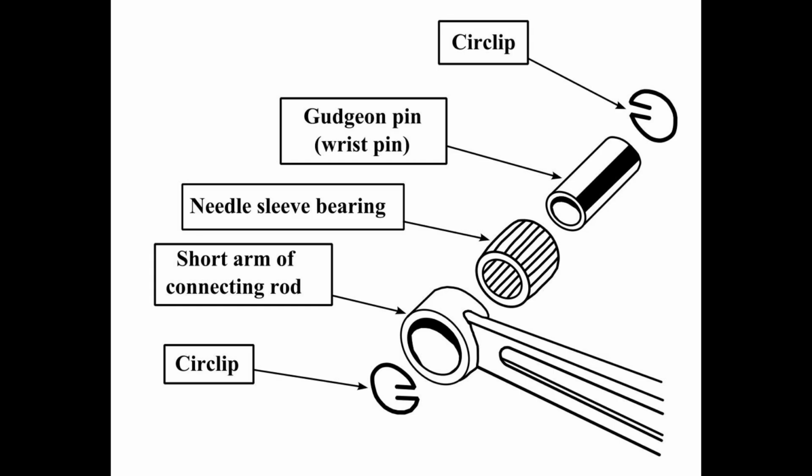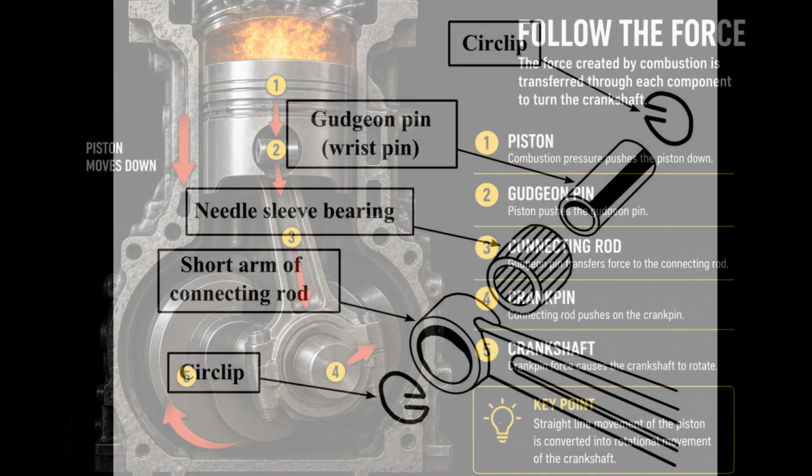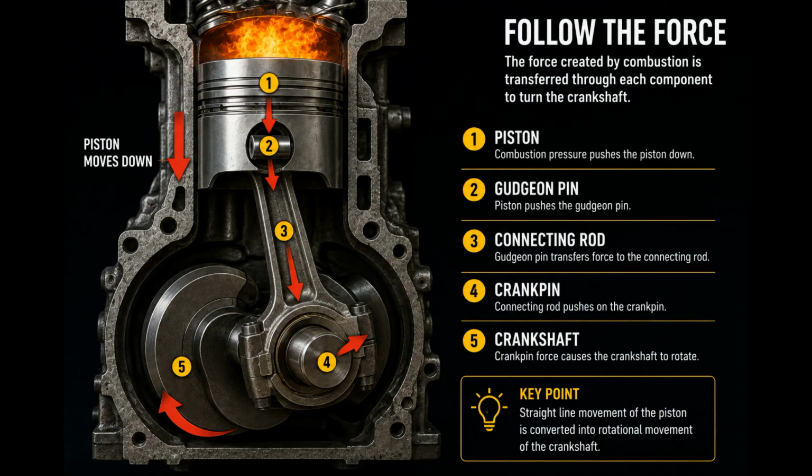Now, let's follow the force one more time. The combustion gases push the piston down. The piston pushes the gudgeon pin. The gudgeon pin transfers the force to the connecting rod. The connecting rod pushes on the crank pin. The crank pin causes the crankshaft to rotate, and the crankshaft rotational movement is what the rest of the drivetrain can use to move the vehicle.